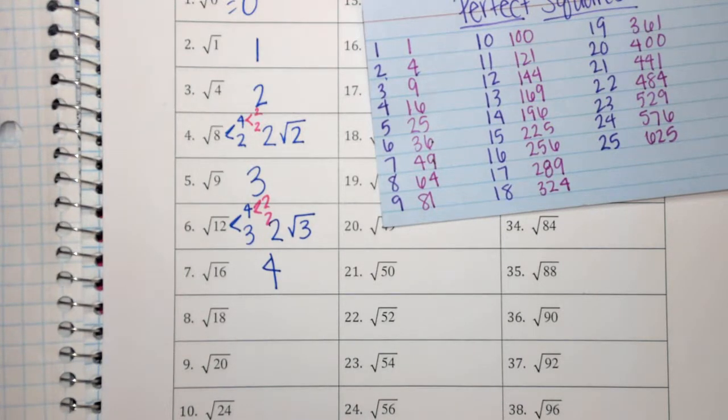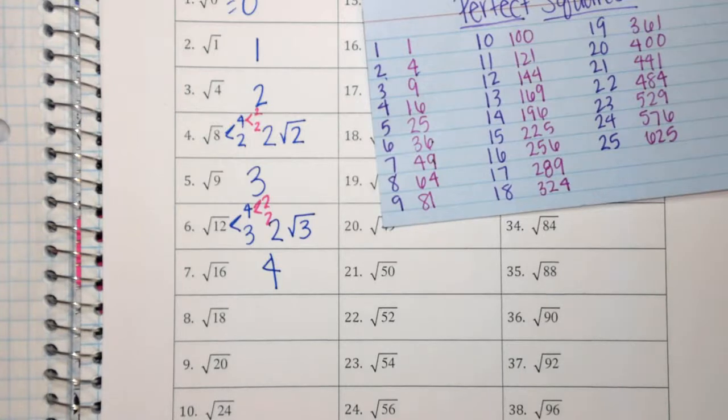Is this right? Mm-mm. You need a perfect square. 6 is not a perfect square. Wait, can there be a decimal? No, baby, it can't be a decimal. The point of what we're doing is simplest radical form.